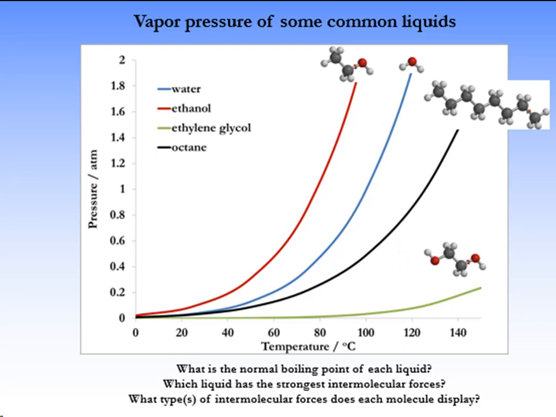Which type of intermolecular forces does each molecule display? Well, if we look at octane, that only has carbon and hydrogen in it. It's that large molecule at the top of the black line. And if a molecule only has carbon and hydrogen in it, it's generally nonpolar. And nonpolar molecules can only display induced dipole forces, London dispersion forces, van der Waals forces. So that's it. That's all it can display.